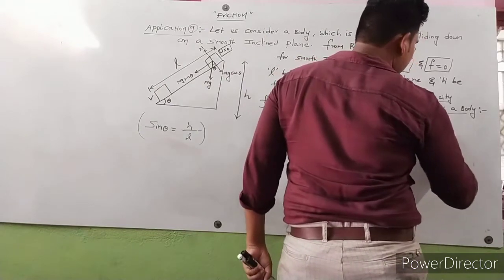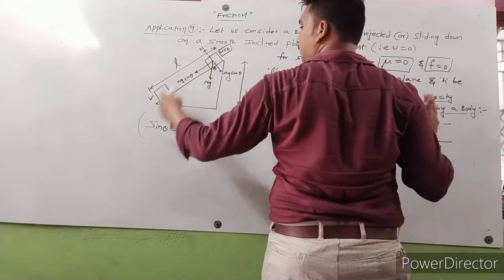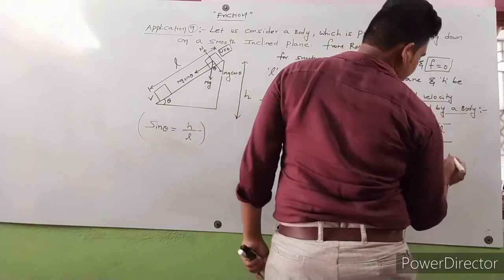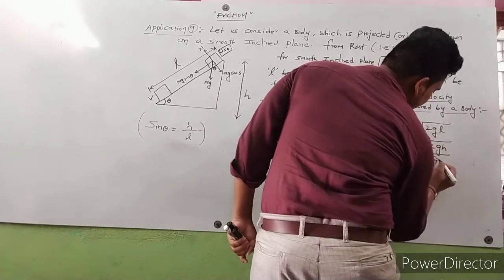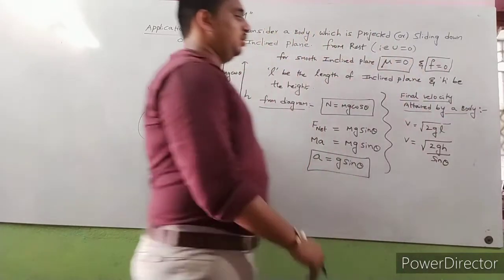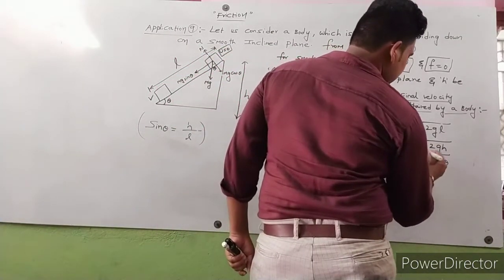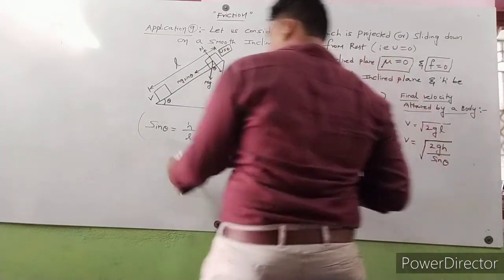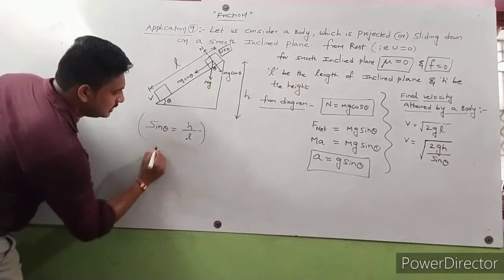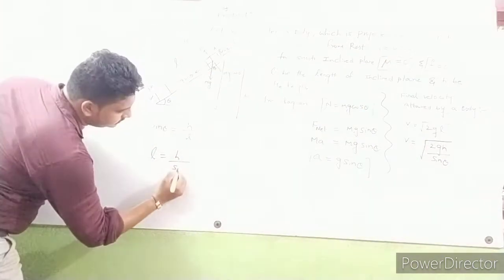In 2gh, what is the distance covered here? This amount of distance is covered. So 2gL, and L means h by sin theta. V is equal to square root of 2gh by sin theta, because here L is equal to h by sin theta.